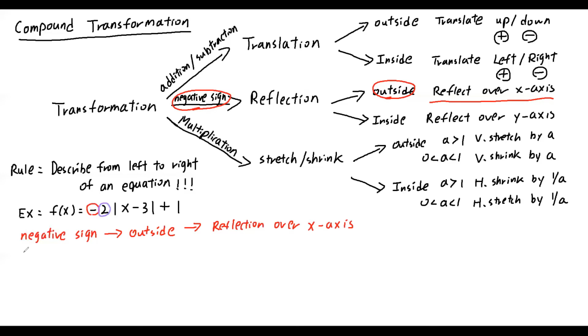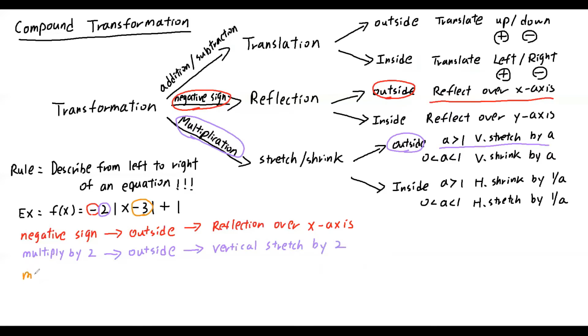Next, we see a multiplication by 2, which is also on the outside. If we follow the flowchart, multiplication outside, and since 2 is greater than 1, we have a vertical stretch by 2. And then we have a -3 on the inside of the absolute value. If we follow the flowchart, subtraction on the inside means translate to the right by 3.